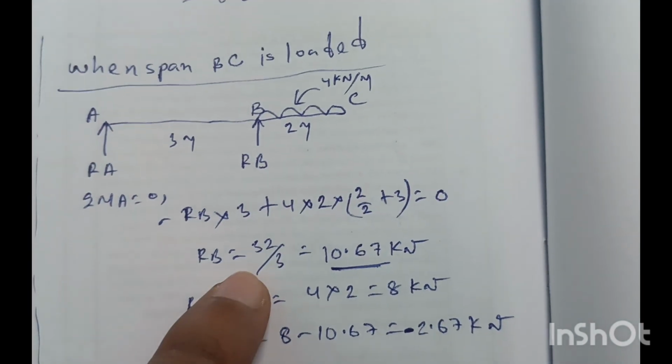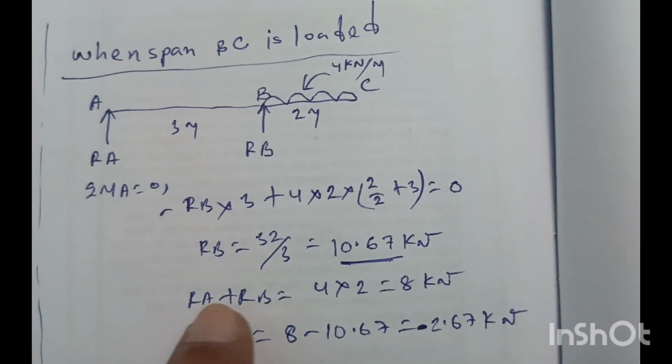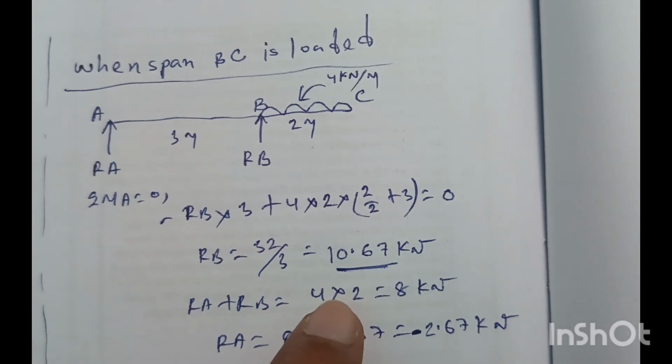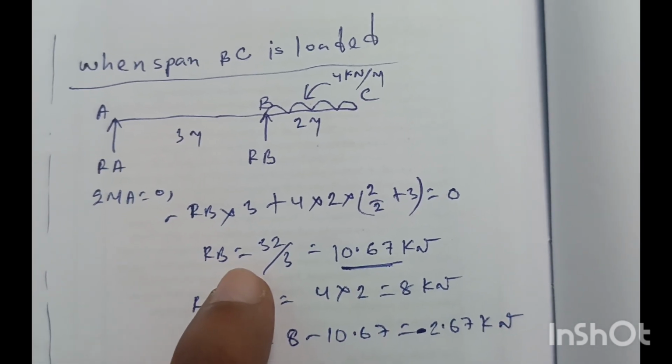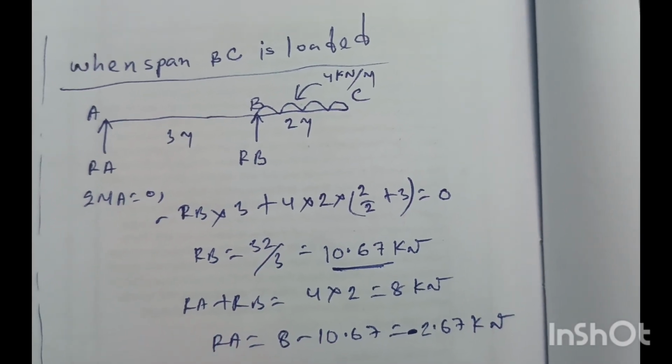So if we calculate, RB will be equal to 10.67 kN, and as RA plus RB equals the total loading intensity 4 into 2 equal to 8 kN, as we got RB equal to 10.67 kN, then RA will be equal to minus 2.67 kN.